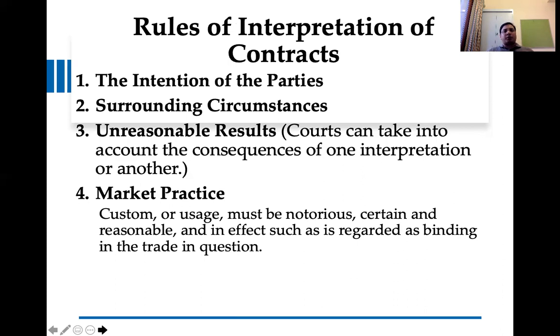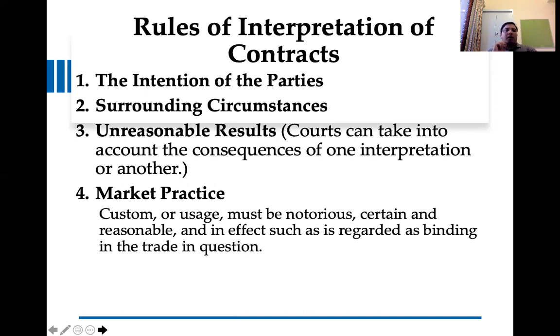The first and foremost rule is that the intention of the parties must be taken into account. Second, the surrounding circumstances of a transaction or a contract must be taken into account. Third, unreasonable results must be avoided. Courts can take into account the consequences of one interpretation or the other and try to put certain meanings based on the consequences.